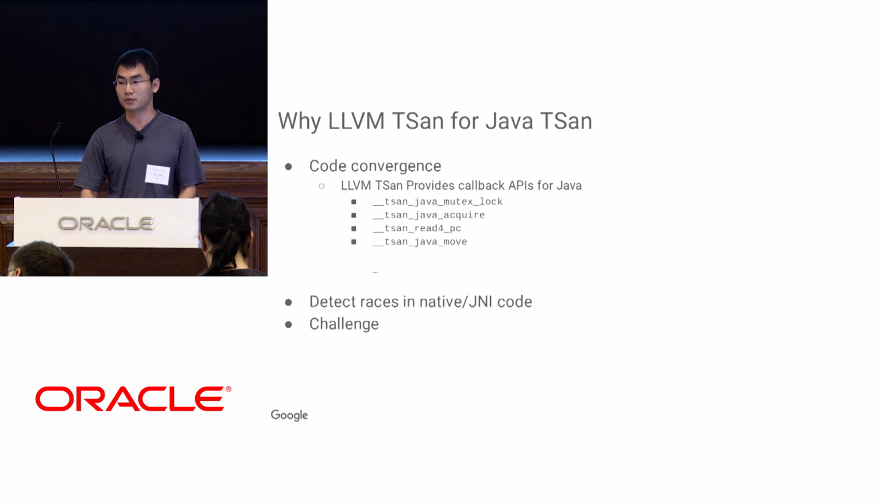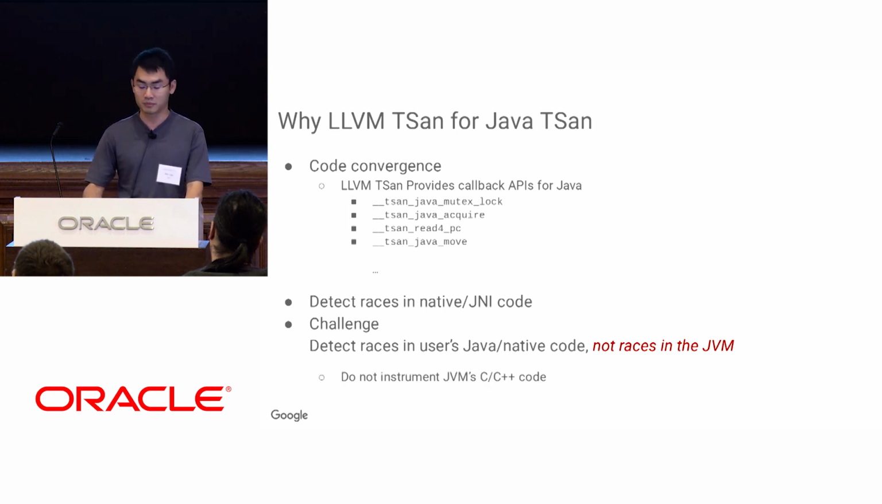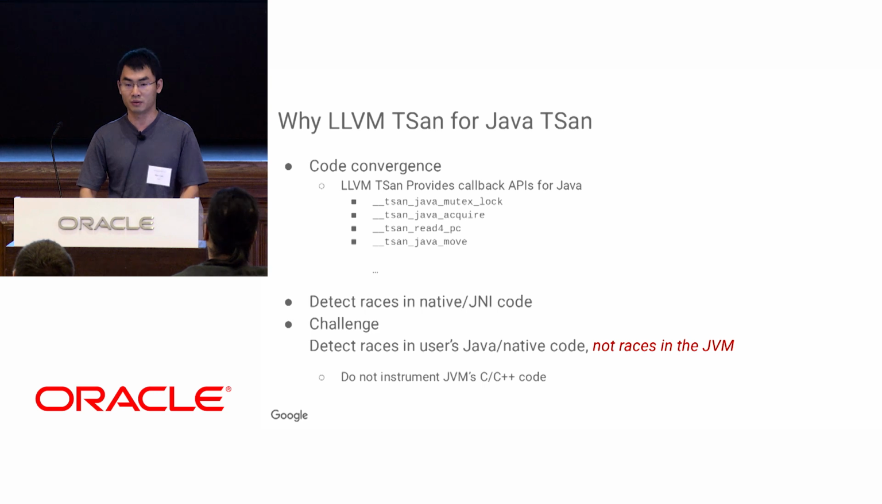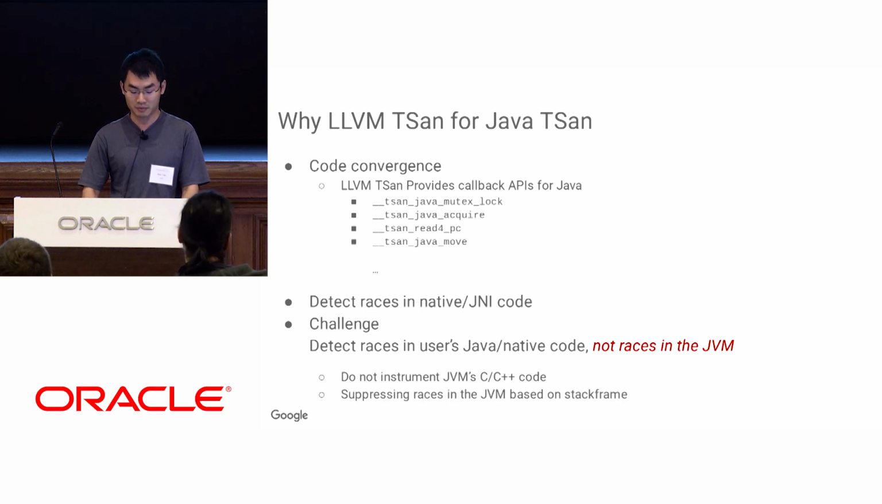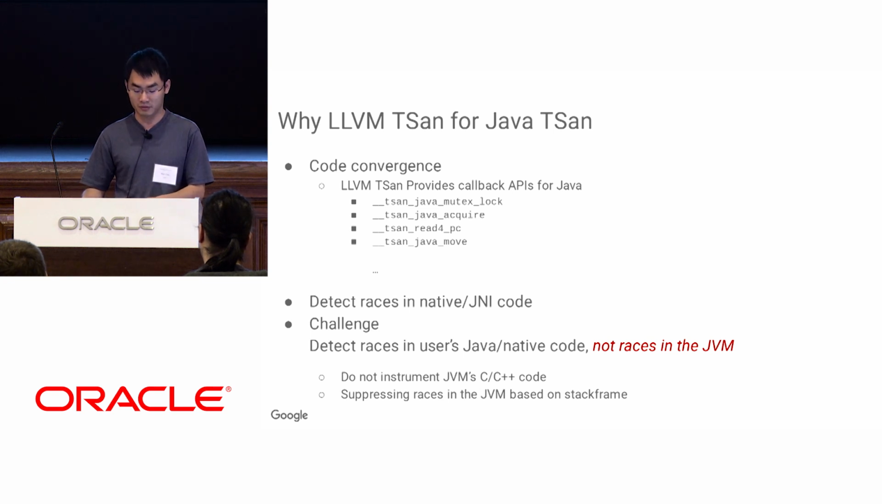The challenge for using LLVM TSan for Java TSan is that we only want to detect races in users' Java code or native code, but not races in the JVM itself. In order to do that, we need to make sure we don't instrument the JVM's own C and C++ code. Also, because the TSan runtime provides wrappers for all the native library function calls, those can report races from the JVM itself. So we need to suppress races based on the stack frame. If it's called from the JVM itself, then we don't report the races.